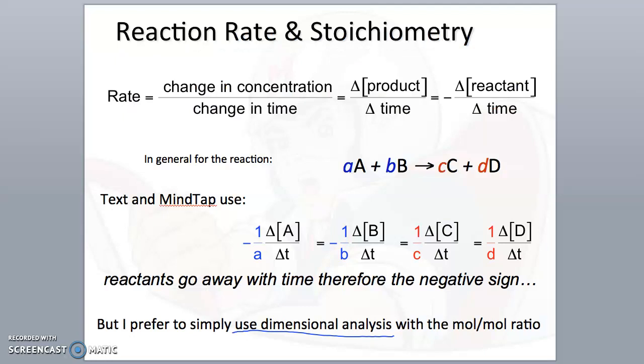If we have a rate for an element or a compound in a balanced chemical reaction, we can then solve for the rate of appearance or disappearance of any of the other species using dimensional analysis. Your textbook may show the relationship in terms of fractions, which I find to be a little bit confusing. If it works for you, use it, but I prefer just using the mole-mole relationship from the balanced equation, and I'll show you how.